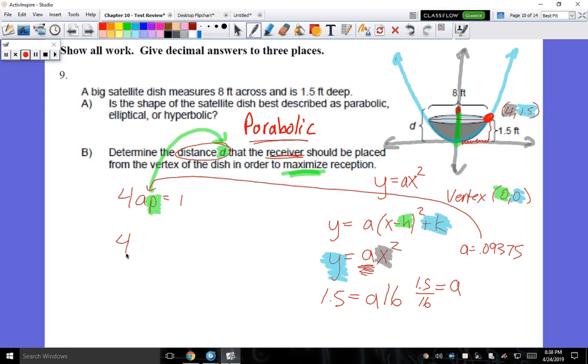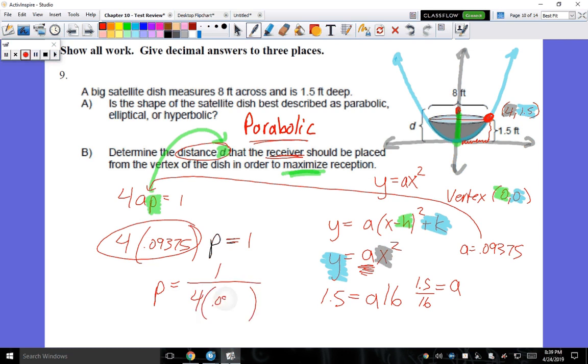So we'll say 4 times 0.09375. Now I did say to use 6 decimals, but unfortunately this number does not produce 6 decimals. So now I'm just going to use this to find p. So 4 times this, and I'm going to move it over so that p is equal to 1 over 4 times 0.09375. Okay, so let's go ahead and go to the calculator. We're going to go ahead and plug this in as we see it.